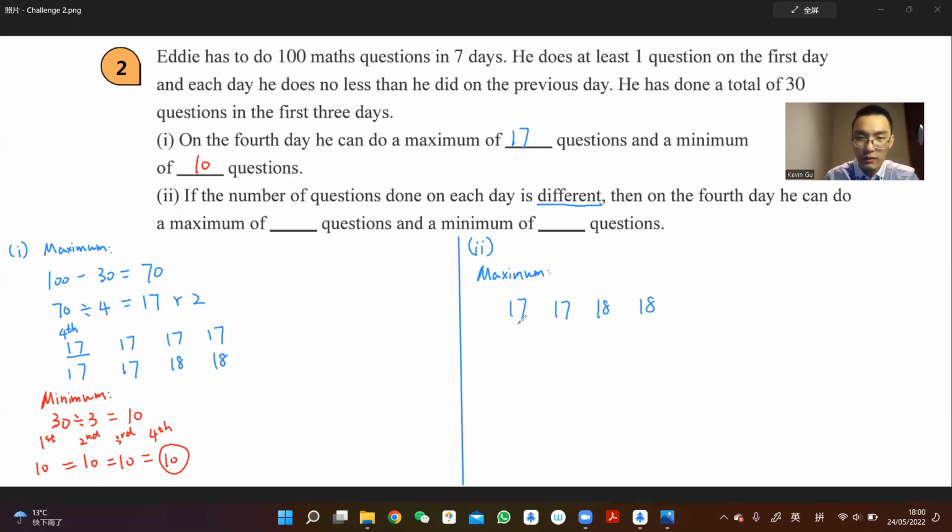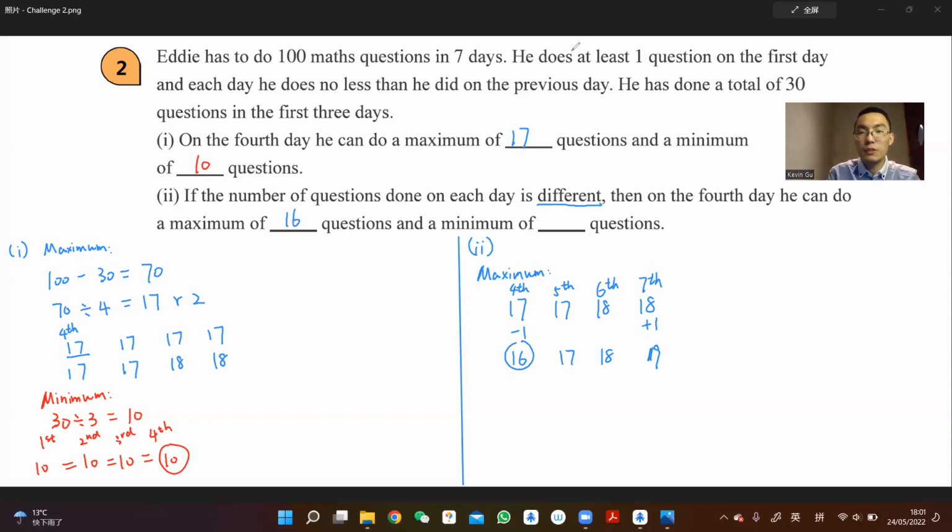What we do here is -1 and +1 here, so that we make all 4 digits different from each other. So 16, 17, 18, and 19. They still add up to 70. They still add up to the same number. They're just not the same anymore. So this is the 4th day. And this is the 5th, the 6th, and the 7th day. So we have our maximum, which is 16.